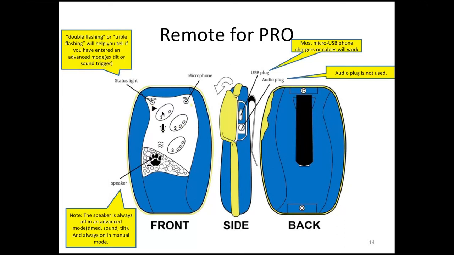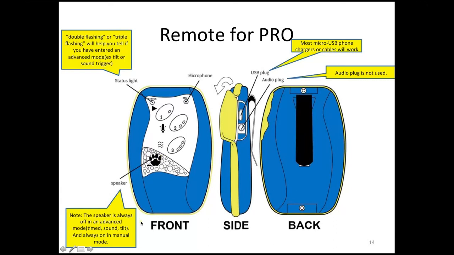Over here is the microphone, and again, that's where the remote senses the sound trigger from your voice, from a clicker, or it's used for the bark detection. And you may not notice it, but under the little paw pad, that's where our speaker is. So when you hear a beep coming from the remote, that's where it's at. Now, it's very tiny and it's hidden underneath that black paw, so you'd hardly even know that it's there.